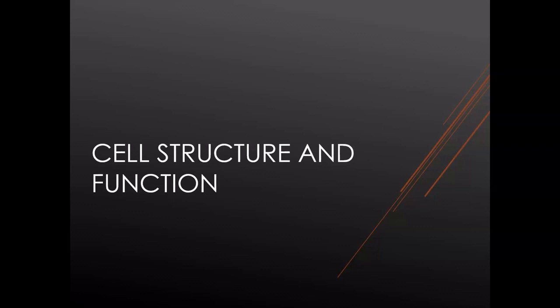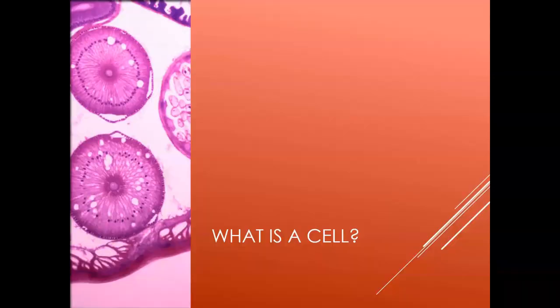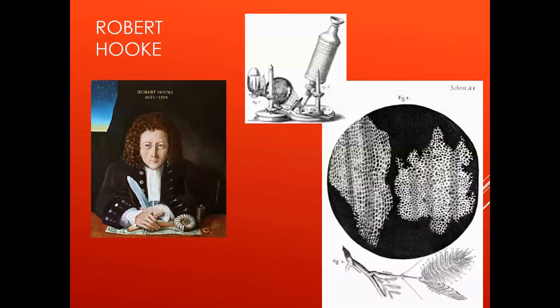This micro lecture is on cell structure and function. First, what is a cell? A cell is the smallest structural and functional unit of an organism. When we talk about a cell, we have to talk about Robert Hooke. He's the first person to have created and used a microscope.